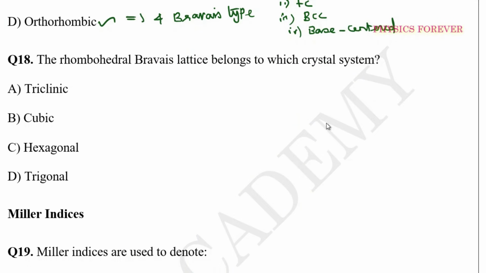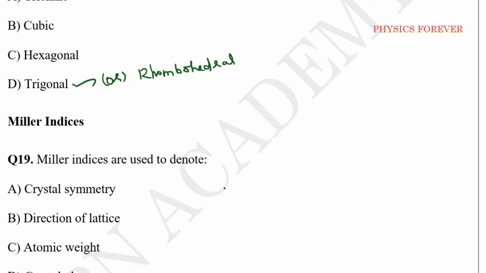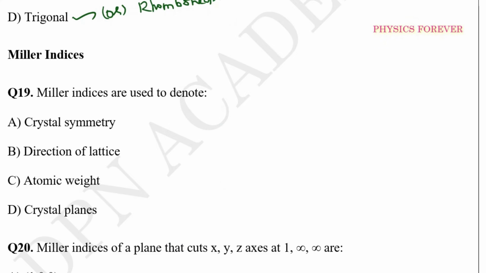So then question number 8, the rhombohedral Bravais lattice belonging to which crystal? That should be a rhombohedral Bravais lattice belongs to which crystal system? The correct option will be a trigonal. Okay, so then trigonal, or it should be a then rhombohedral. So definitely in the question narrow time கேட்டிருக்காங்க. Okay, so next we move on to the Miller indices.